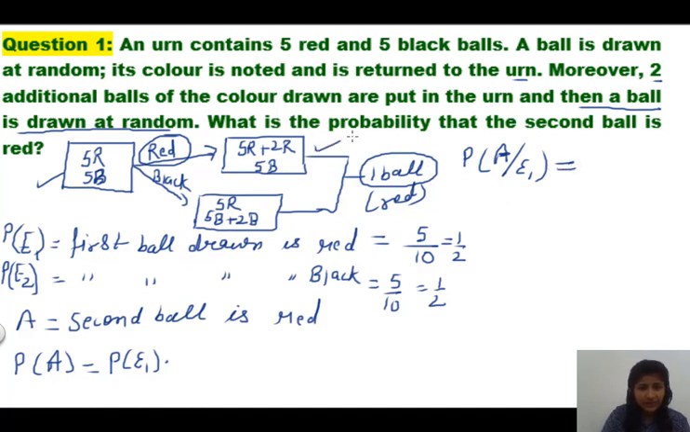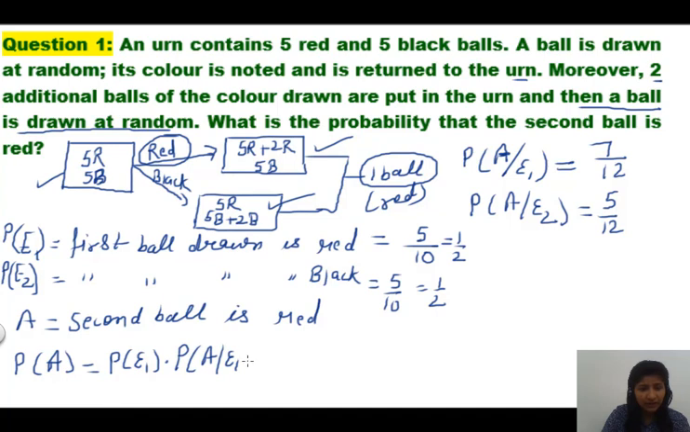So you see this is the first case. Out of these, how many red balls are there in the box? 7. Total number of balls is 12. Similarly, probability of A given E2. When E2 has happened, that means the first ball drawn was black. So this is the case now. Now from the box, you are drawing out a red ball which is 5 out of the total balls which is 12. Correct? The formula for this will be P of E1 into P of A given E1 plus P of E2 into P of A given E2.